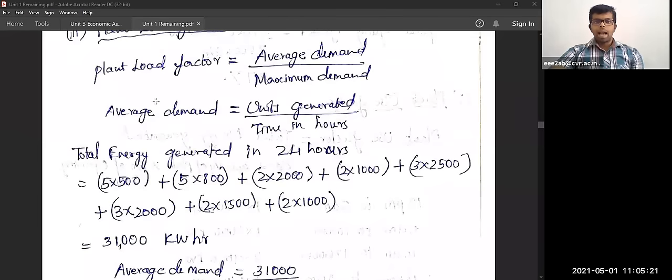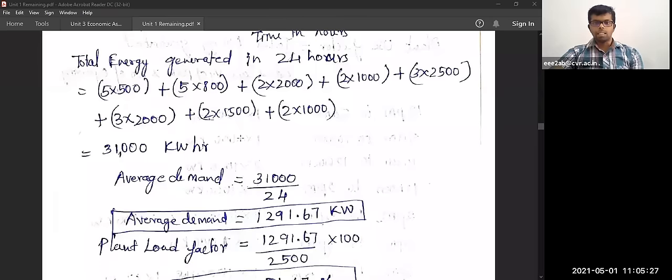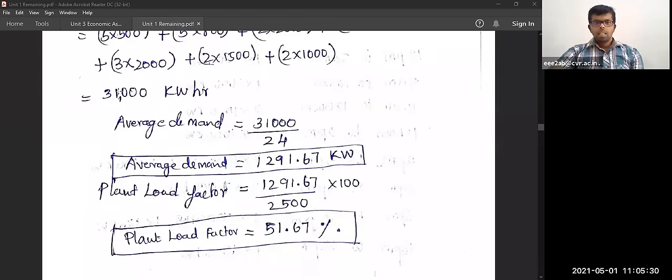So next we have to calculate the average demand. Average demand is nothing but unit generated divided by time in hours. What is unit generated? 31,000 divided by time in hours, 24 hours in a day. For a day we are taking 24 hours. If you divide this, you get 1291.67 kilowatt. So this is your average demand. You have to highlight it like this so that we can easily know. So average demand is 1291.67 kilowatt.